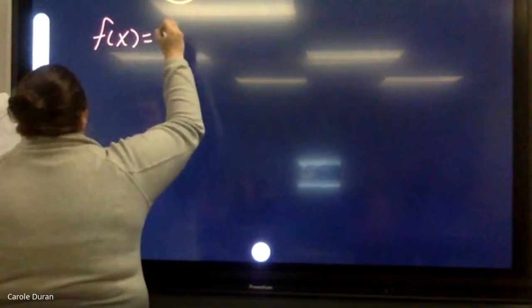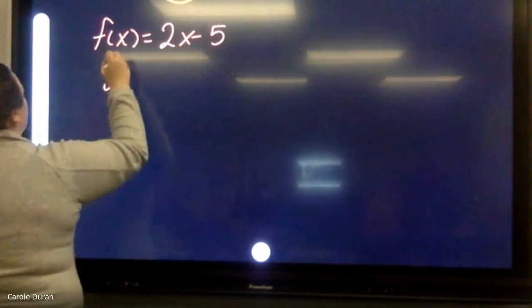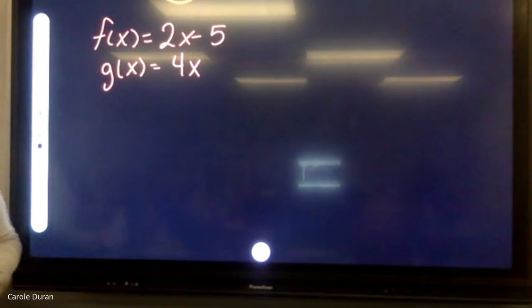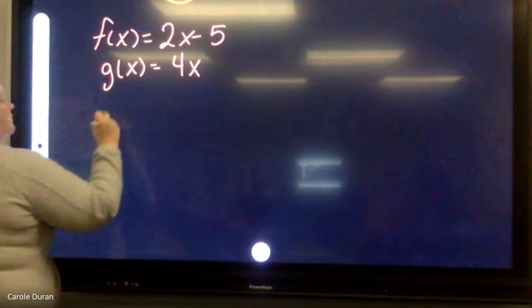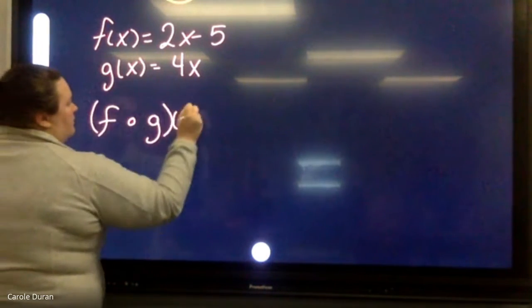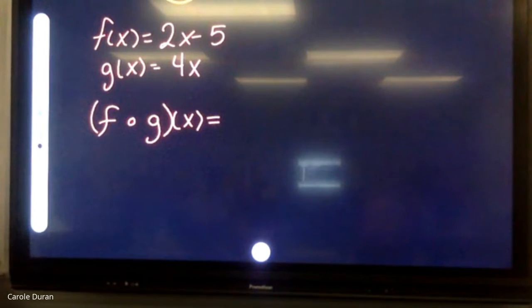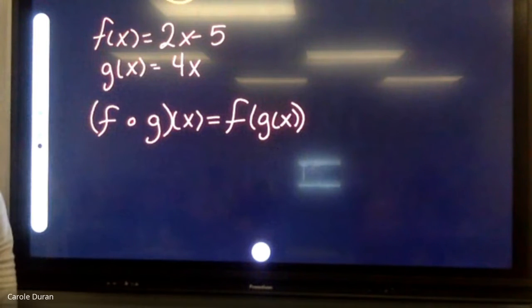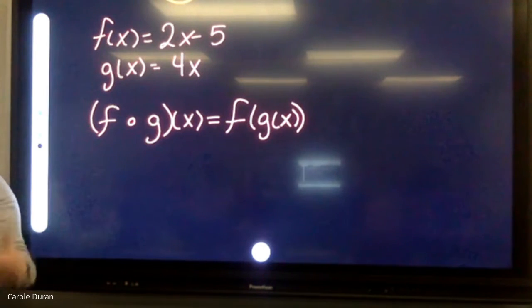So for this example, let's assume that I have an f function and a g function. My f function is 2x minus 5, and my g function is 4x. For this composition, I would like to do f of g of x. Whenever we have a composition written out like this one, I always suggest that we write it in the alternate notation as well, which is f parentheses g parentheses x, and then close them both. By doing this, we're able to see what is an inside function and what is an outside function based off of the parentheses that I have present.